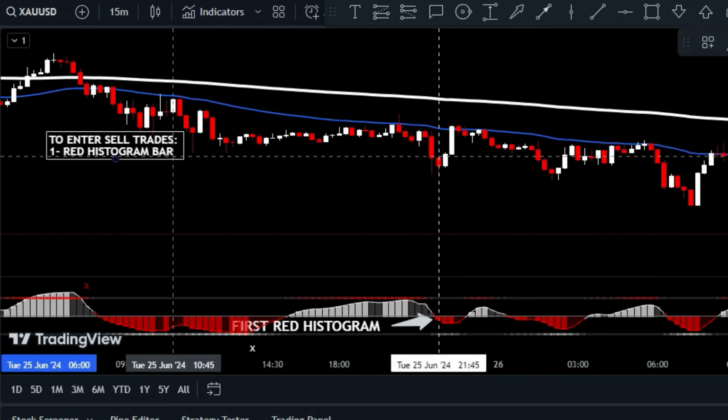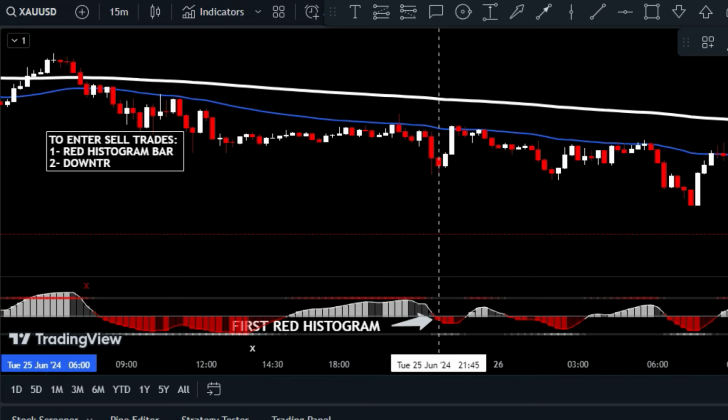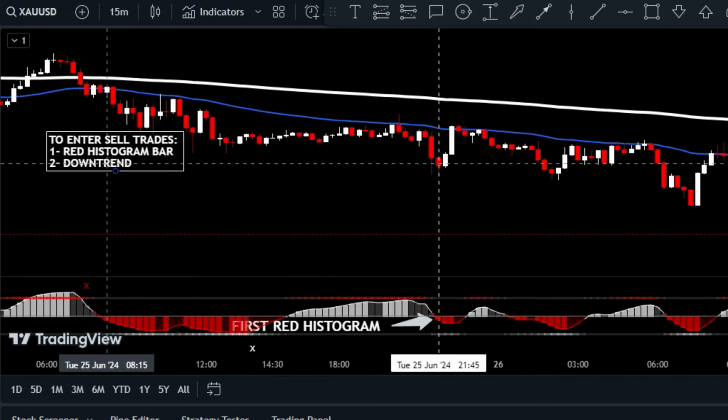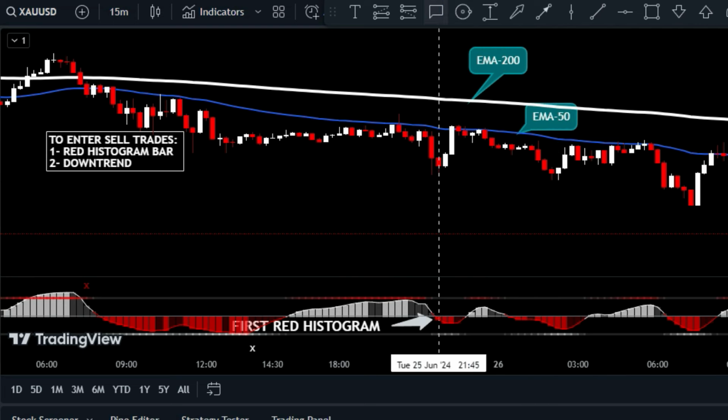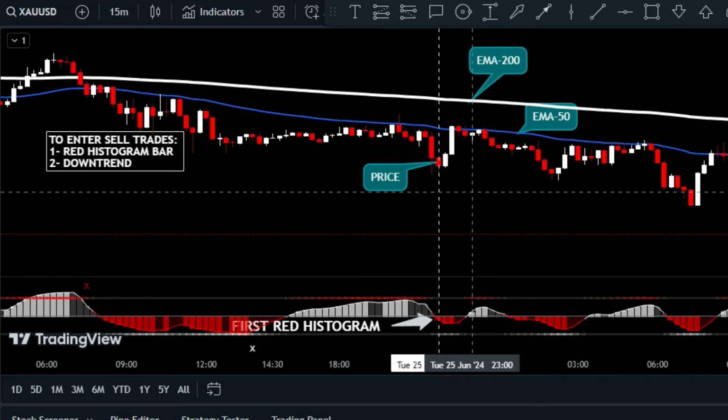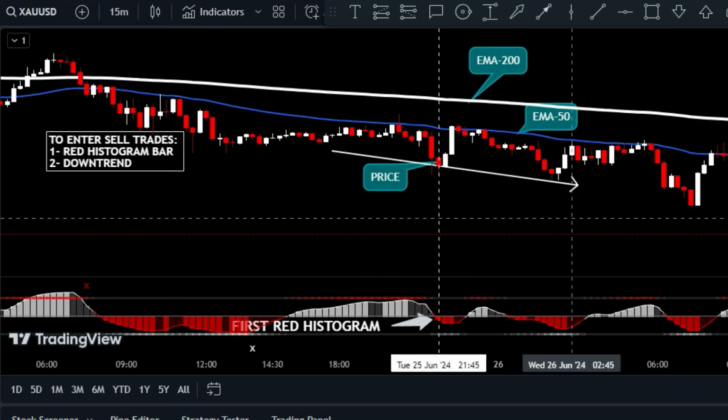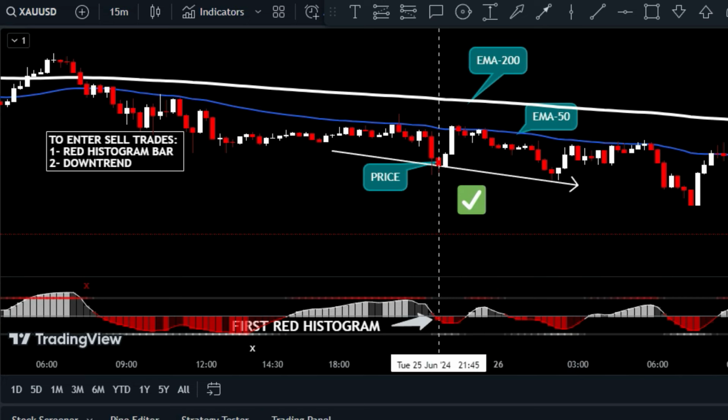Next, double check that you're in a downtrend by checking the EMA 50 is below the EMA 200 and the signal candle is below all the MA lines. So if everything checks out, time to jump on that sell position.